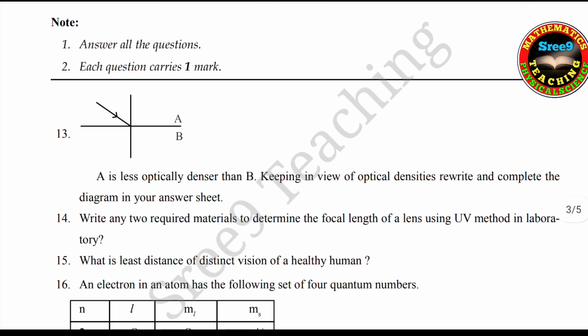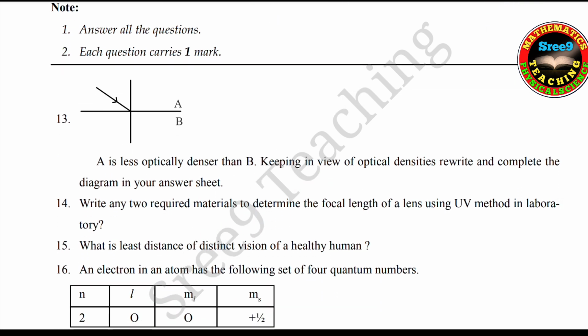See here, 13th one, the diagram is given. Now the question is below that. Here in the diagram, A and B are letters. Can you see the letters A and B? Yes. Now the question is, A is less optically denser than B. Keeping in view of optical densities, rewrite and complete the diagram in your answer sheet. This is the question.